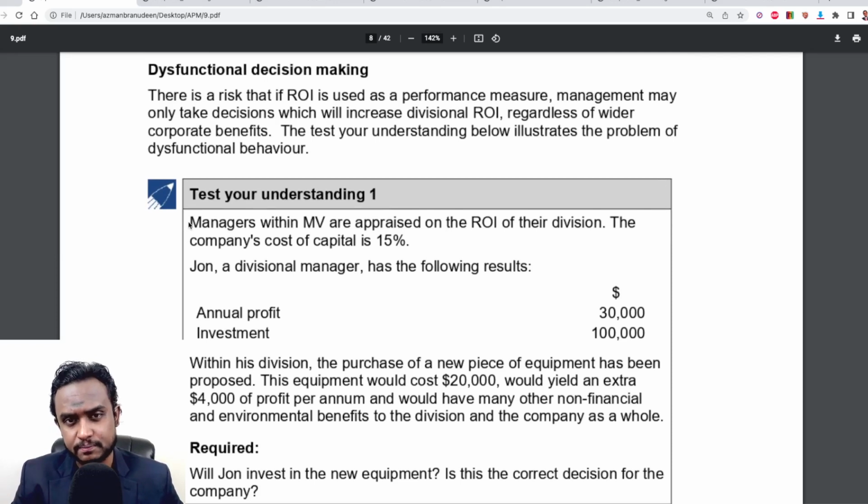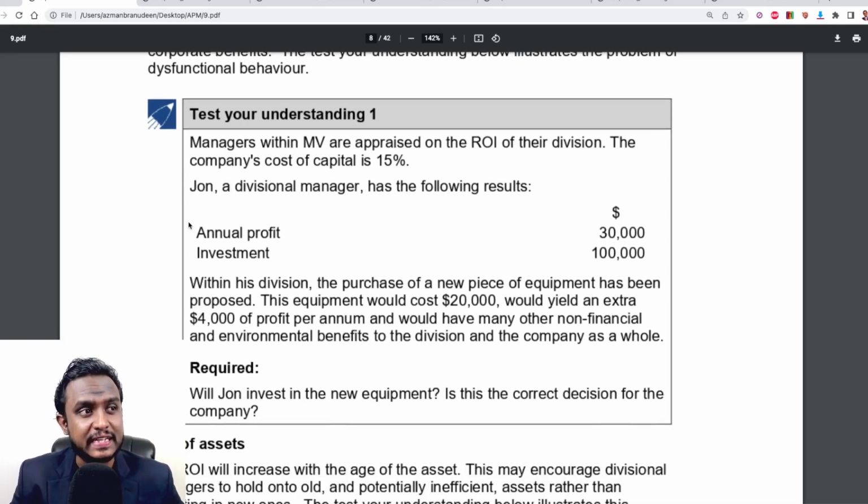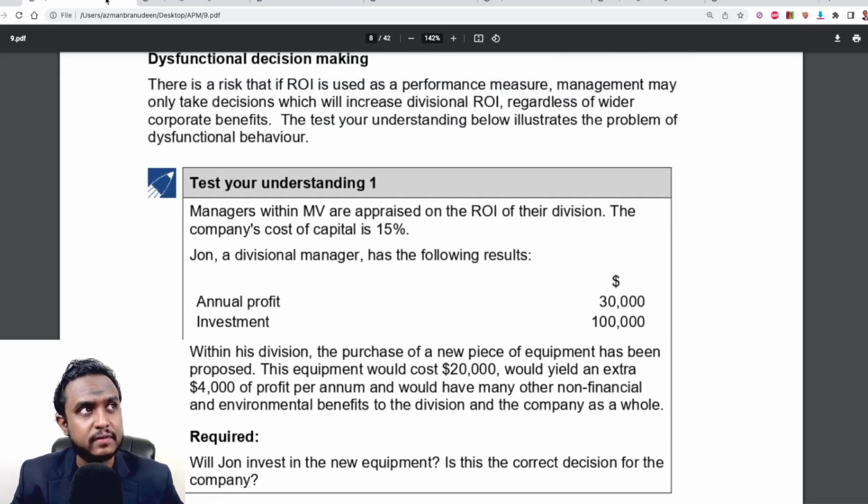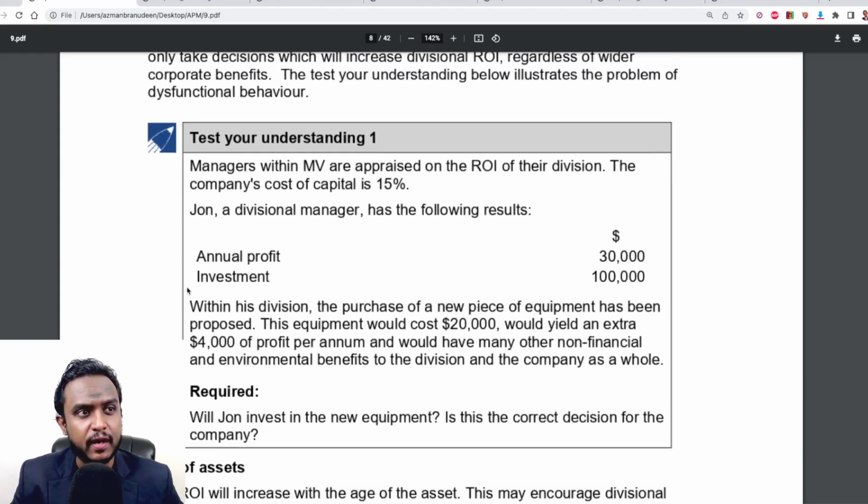There are a few examples in your book for you to try, with the answers, that prove some of these issues. For example, in this question, test your understanding one: will John invest in the new equipment? Is this the correct decision for the company? That's the question. So when you do the calculation itself, you realize that if ROI is used, then John is actually making a decision that is not good for the company, but good for him, right? So this is dysfunctional decision.